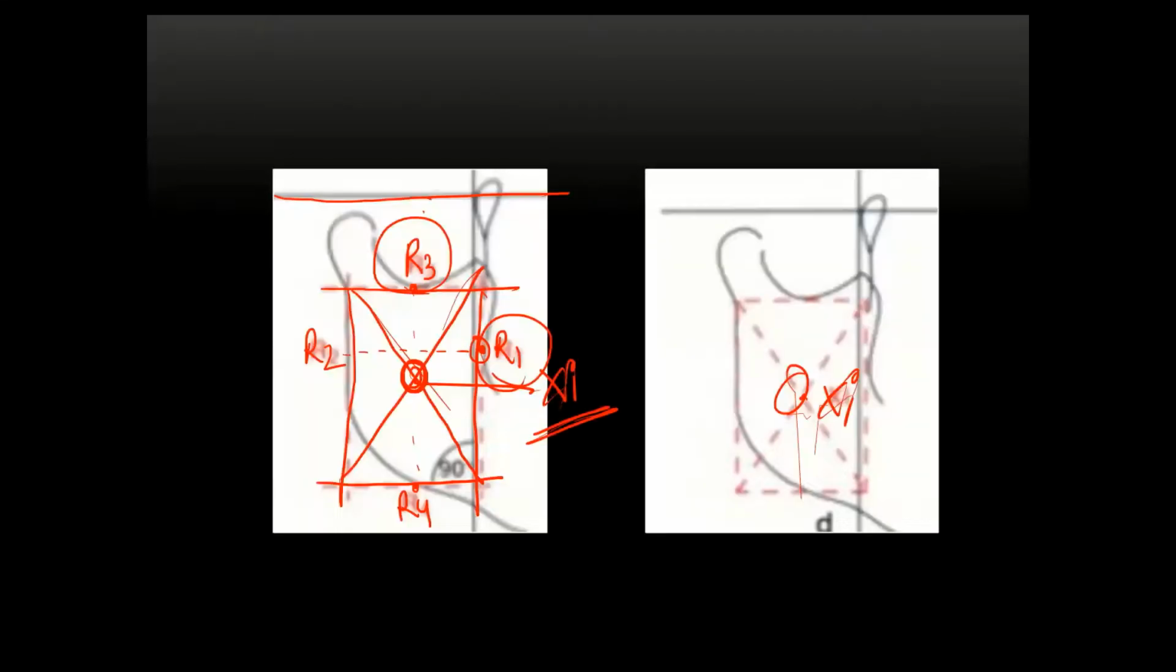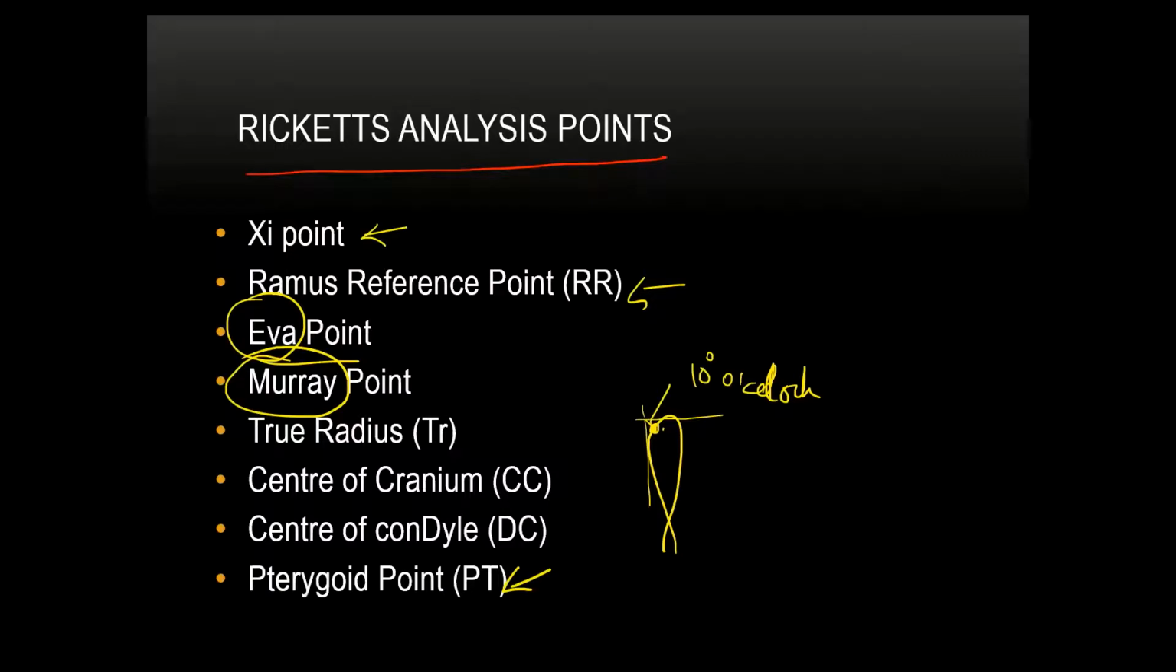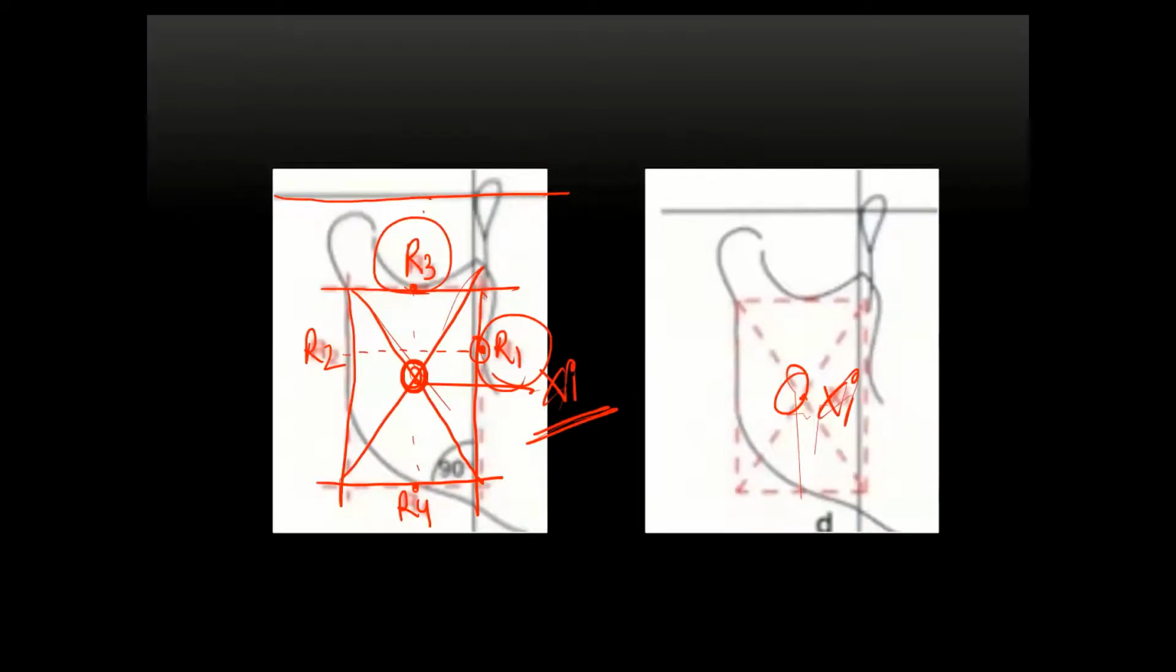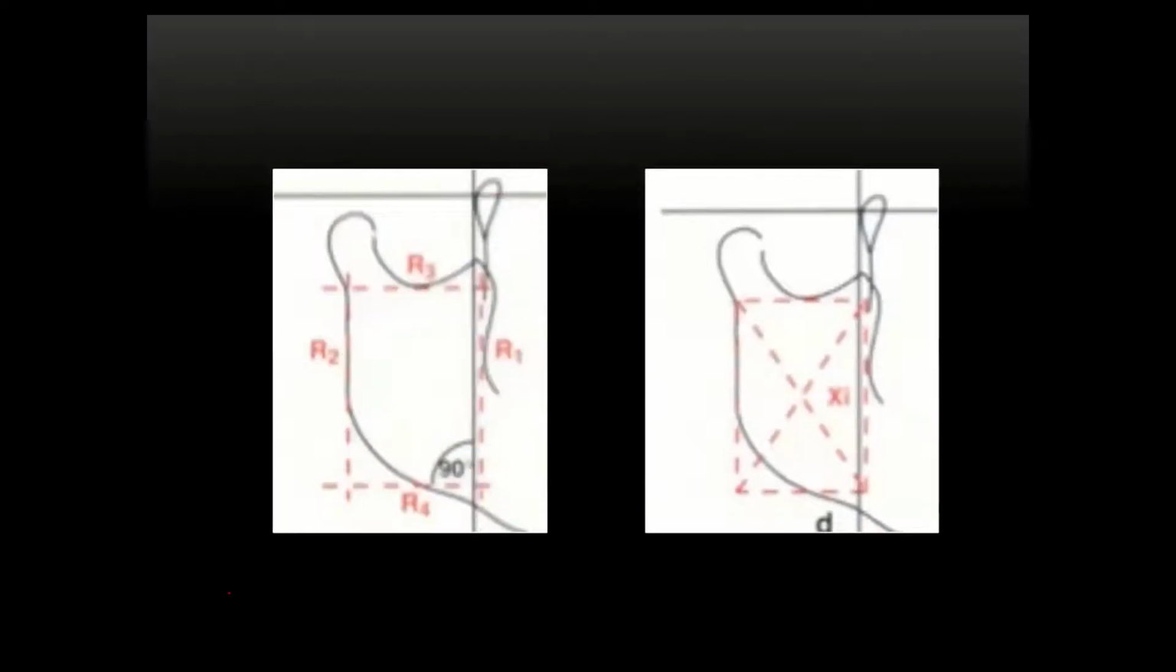First you take the list of the points because this list is very important. List of important points of Ricketts analysis. You just remember that these are from Ricketts analysis. Now I'll explain quickly how the Xi point is created. We have a lot to cover, so let's go quickly.